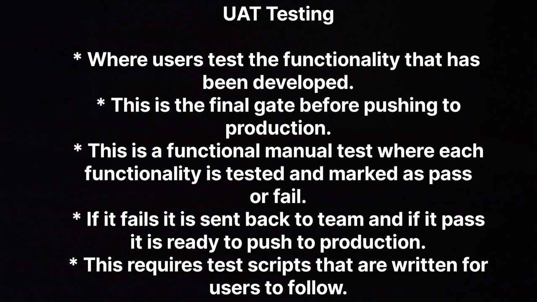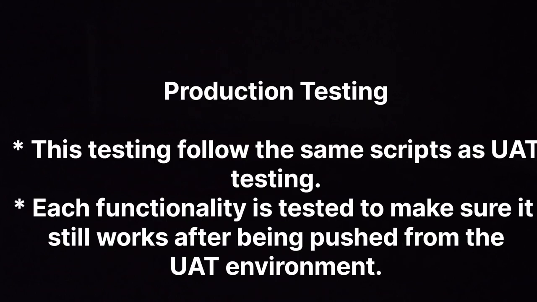Next is user acceptance testing, which is also known as UAT testing. UAT is where the users test the functionality that has been developed. This is the final gate before pushing to production. This is typically a functional manual test where each functionality is tested and marked as pass or fail. If it fails, it's sent back to the team, or if it passes, it is ready to push to production. This testing requires test scripts that are written for the users to follow in order to completely test the developed functionality.